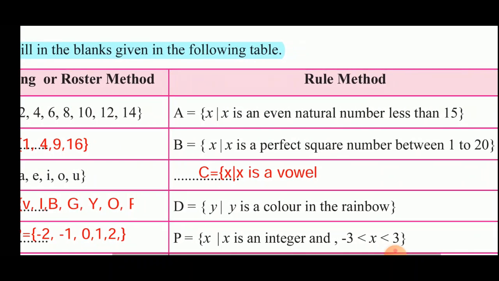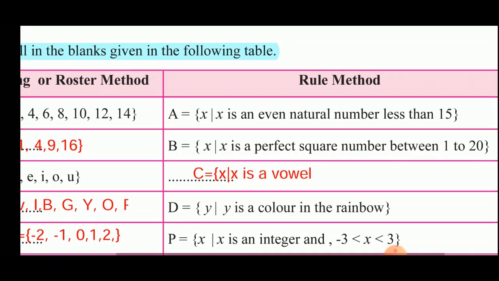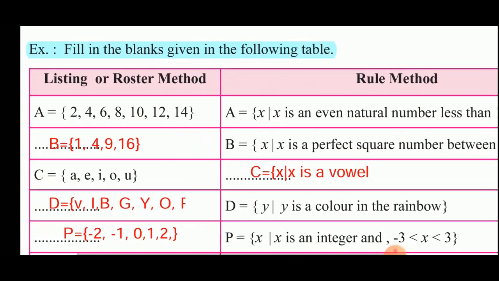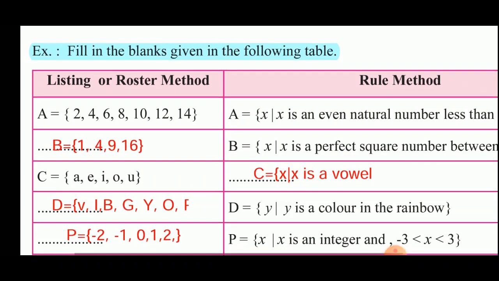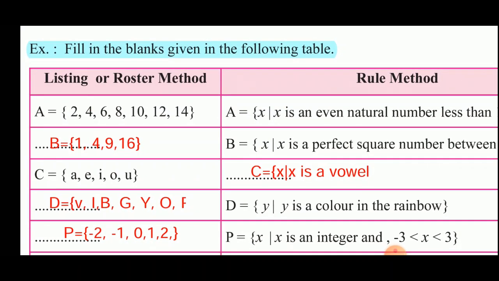Now the second one, B is the set of all X such that X is a perfect square number between 1 and 20. Between 1 and 20, there are 4 numbers which are perfect squares. So the elements of B will be 1, 4, 9 and 16.